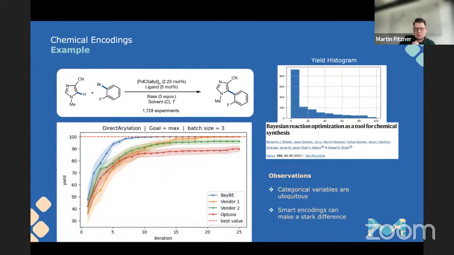And so here's the result that we would get in the maximization of the yield if we use the chemical encodings from Baby. And we benchmark that. We did a benchmark here against other vendors of other tools. So in this case, commercially available tools. And I also put Optuna in here as the very well-known baseline from the data science community. You can see it's a pretty big difference, both in the steepness in the initial optimization and also how quickly the optimum is reached.